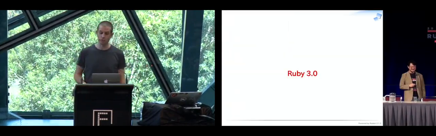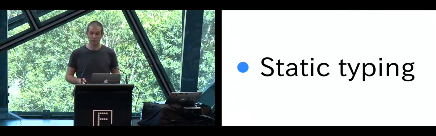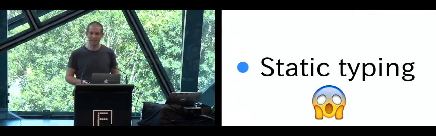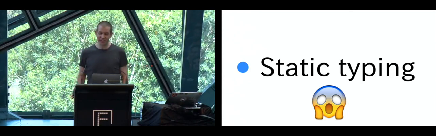In November, I was at RubyConf in San Diego, where Matz used his opening keynote to talk about what might come next for Ruby. In particular, he said that Ruby 3.0 may happen in the next 10 years, and that it might see some new concurrency features, a just-in-time compiler, perhaps the LLVM JIT, and static typing. That's right, static typing.